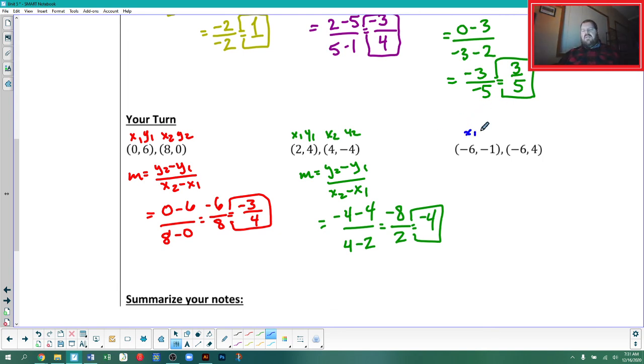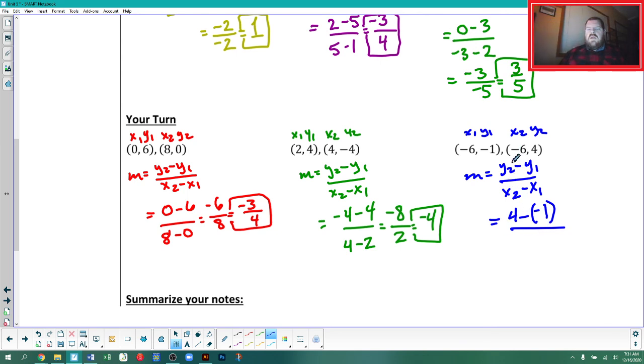Last one that we have here, x1, y1, x2, y2. Slope is y2 minus y1. Again, this does seem tedious, but I find that it really helps me because then I just get to replace each one of these with the value that I've assigned. 4 minus negative 1, you can put that in parentheses if you want to. That's kind of optional. x2 is negative 6 minus negative 6. Again, it's optional if you want to put those in parentheses or not.